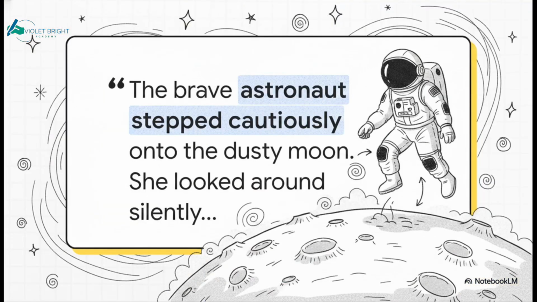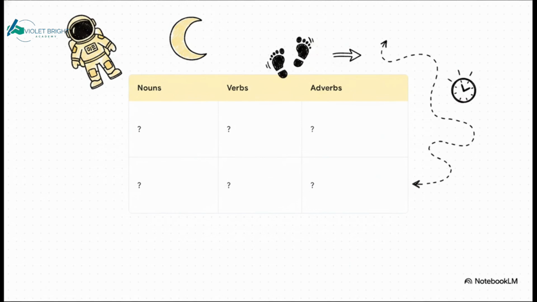I want you to read this mini narrative really closely. The brave astronaut stepped cautiously onto the dusty moon. She looked around silently as stars twinkled above. Okay, get ready, because we need to categorize the key words in this story into our 3 parts of speech. Can you act as the sentence construction foreman right now? Think about it. Where would you put the astronaut, the stepping, the moon, or the word cautiously? Take a second and try to sort these concepts into their correct grammatical buckets in your mind.